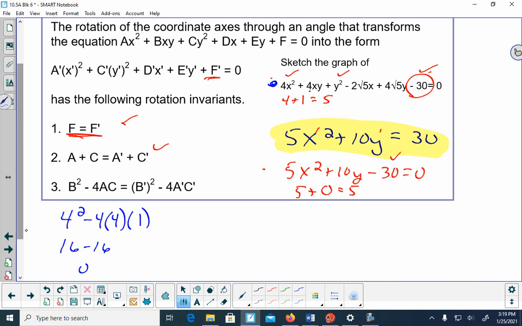When I do it for my new equation, I'm going to do b squared. Well, the whole point of this was to eliminate that middle term, or the xy term. So my b squared should be 0 because I don't have an xy term. Minus 4. My a was 5, and then my c is my coefficient of my y squared, which is 0. So I'm going to end up with 0 minus 0. So my discriminant is still going to be 0. So those two match, so that works. Those are the three ways that you can check to make sure after you did all this work, you didn't make a mistake. Those are the invariants, means that they do not change. They didn't change. They're the same.